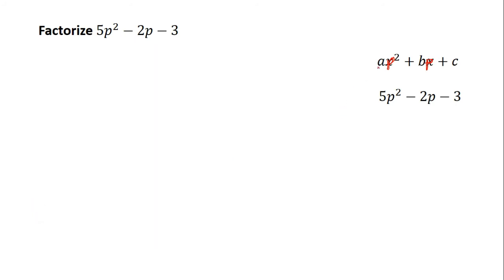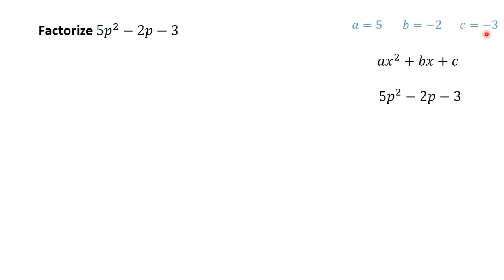Now you can see that a will give us 5, b will give us minus 2, and c, which is the constant, gives us minus 3. So now we have the values of a, b, and c. A is 5, b is minus 2, and c is minus 3.